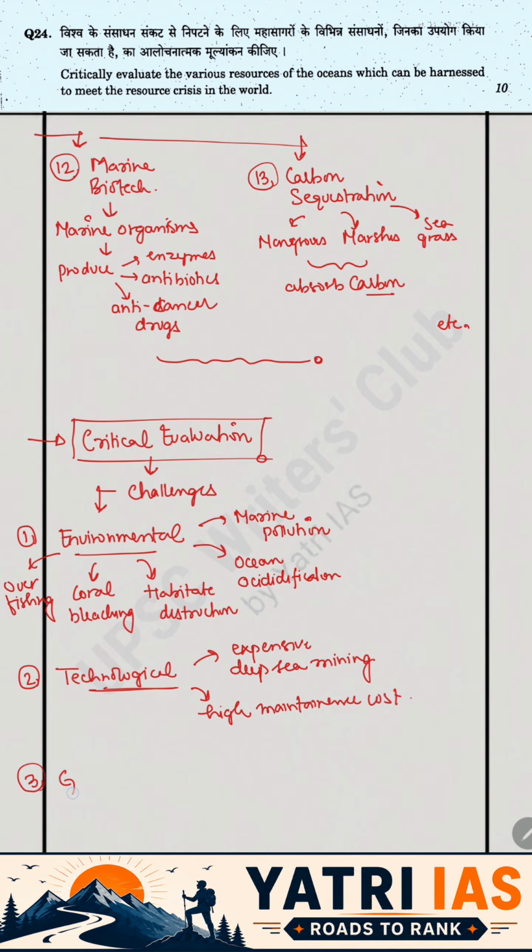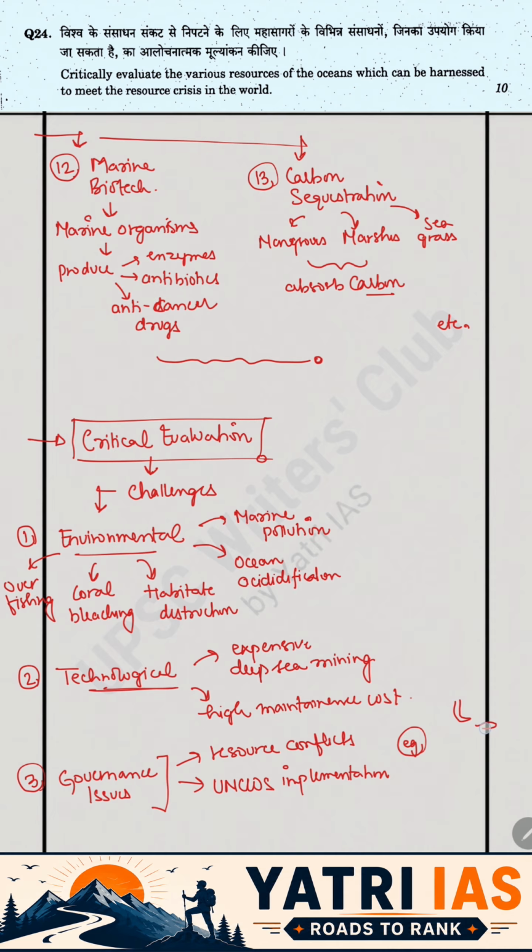Then we have a governance issue as well, because sovereign countries engage in resource conflicts. Then UNCLOS implementation is weak. For example, in the South China Sea, China has proposed a 9-dash line to claim the entire South China Sea, and they do not consider the international treaty of UNCLOS, and this is a resource conflict.